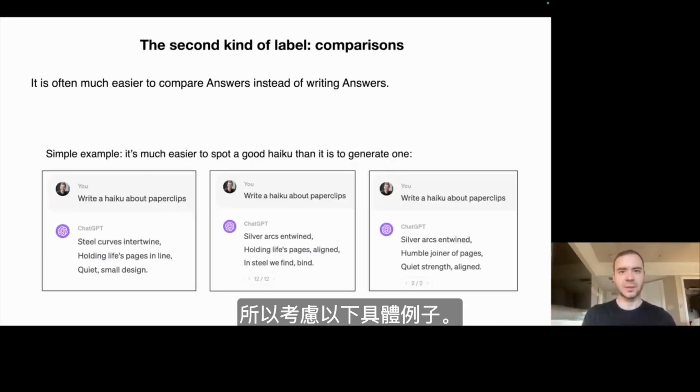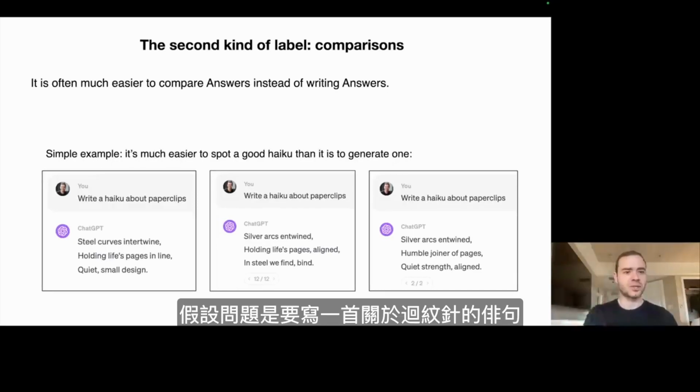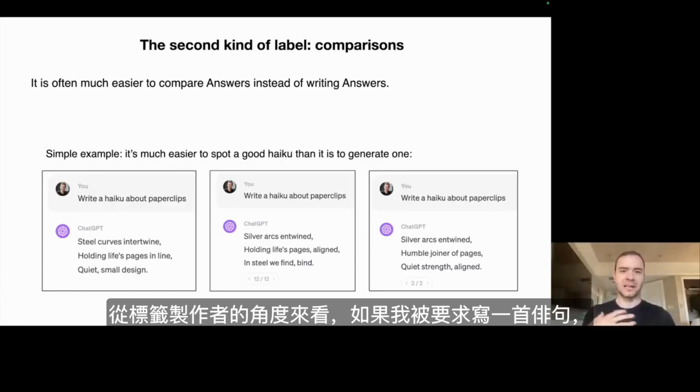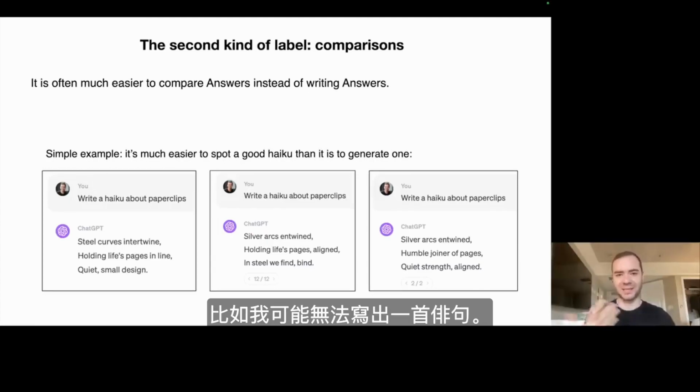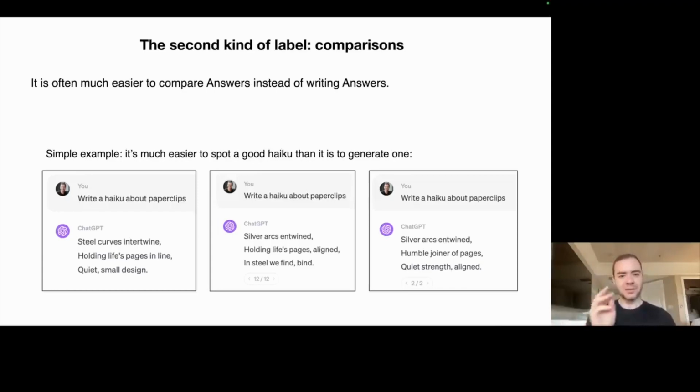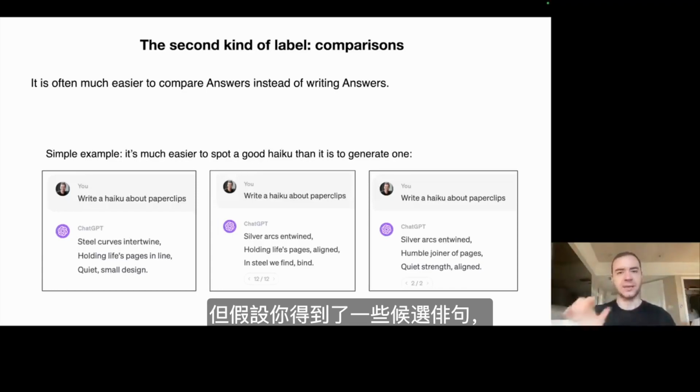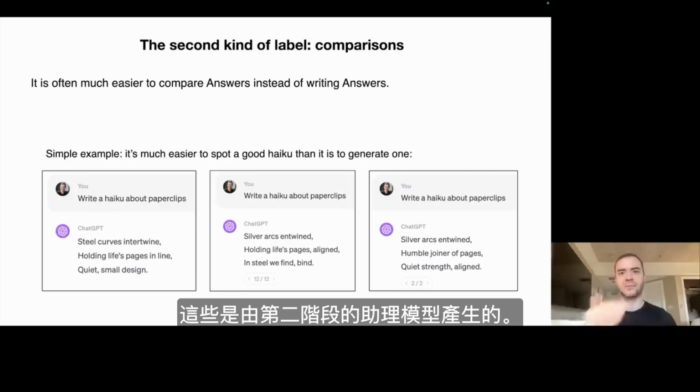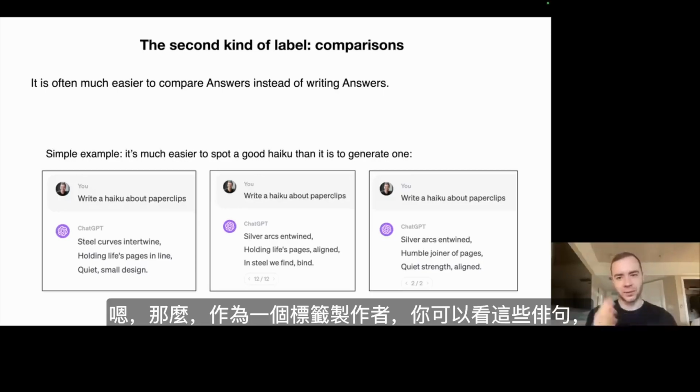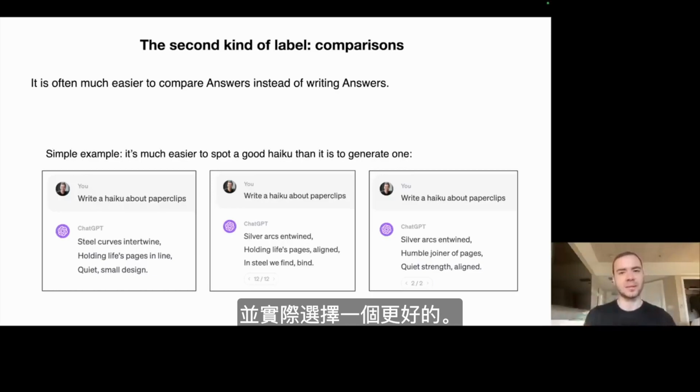So consider the following concrete example. Suppose that the question is to write a haiku about paperclips or something like that. From the perspective of a labeler, if I'm asked to write a haiku, that might be a very difficult task, right? Like I might not be able to write a haiku. But suppose you're given a few candidate haikus that have been generated by the assistant model from stage 2. Well, then as a labeler, you could look at these haikus and actually pick the one that is much better. And so in many cases, it is easier to do the comparison instead of the generation.